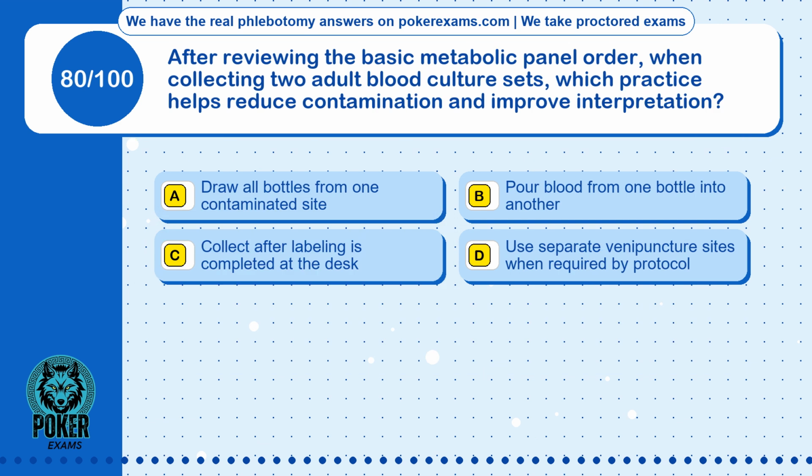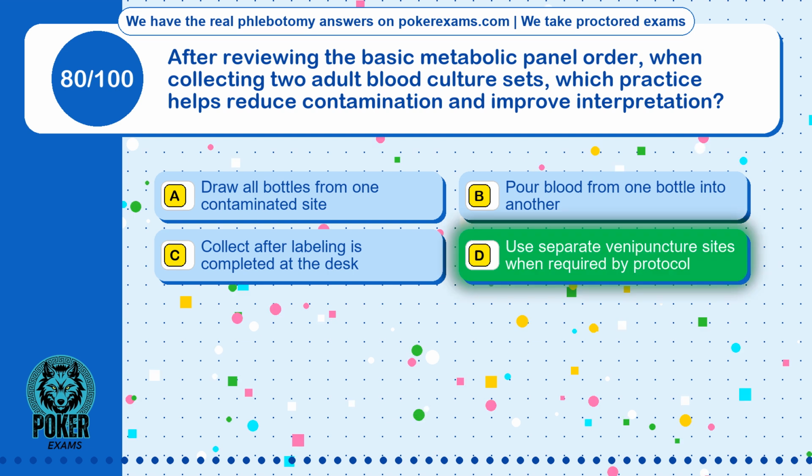Question 80. After reviewing the basic metabolic panel order, when collecting 2 adult blood culture sets, which practice helps reduce contamination and improve interpretation? Option A. Draw all bottles from one contaminated site. Option B. Pour blood from one bottle into another. Option C. Collect after labeling is completed at the desk. Option D. Use separate venipuncture sites when required by protocol.